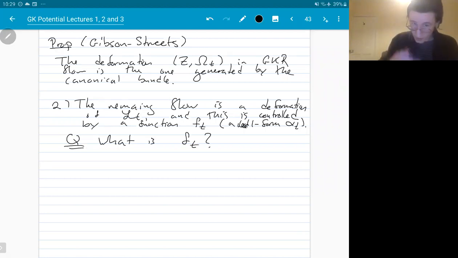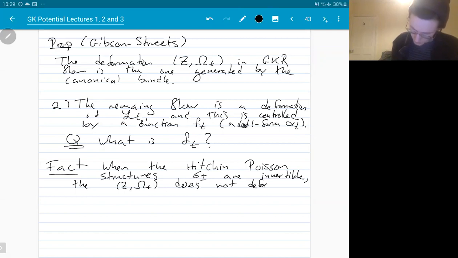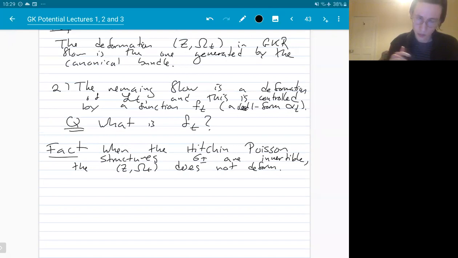And there's already a case where this is known. When the Hitchin Poisson structures sigma plus minus are invertible, then Z omega T does not deform. So in this case, the Ricci flow is completely described by a function or a one form. And I think this is in a paper, which is the so-called Ricci potential.